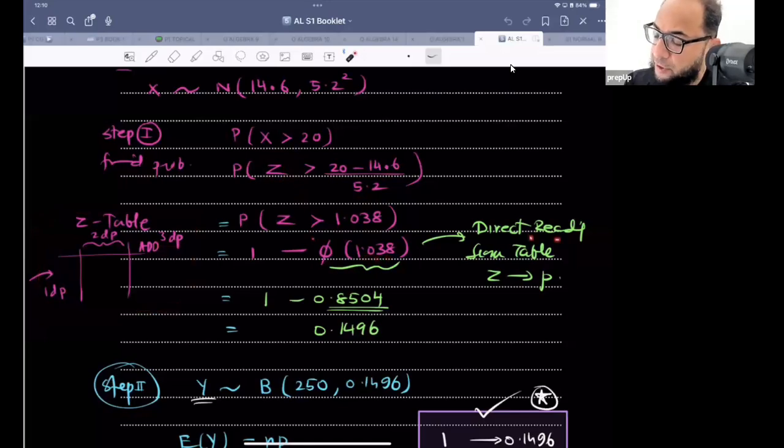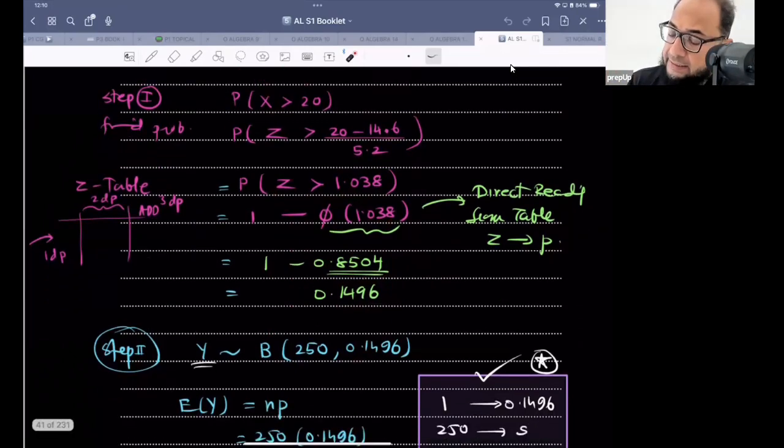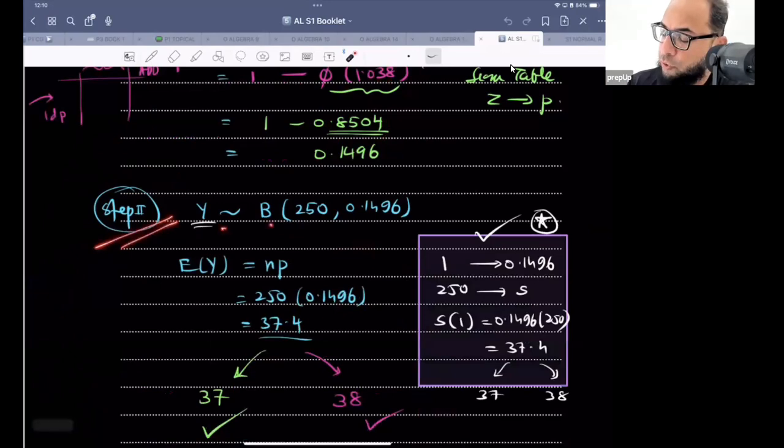Directly reading from the table, because why? This is rule number 2. This is direct reading, and then this is rule number 2. Probability Z greater than a positive value, 1 minus phi of that value. This value from the table is this much. This is a 4dp value. Subtract from 1 and then round it off if this was the final answer. Since this is not the final answer, you don't have to round it off. You have to work it out, and then if there is a need, depending upon the scenario, you have to round off. Step 2. Y follows a binomial distribution.